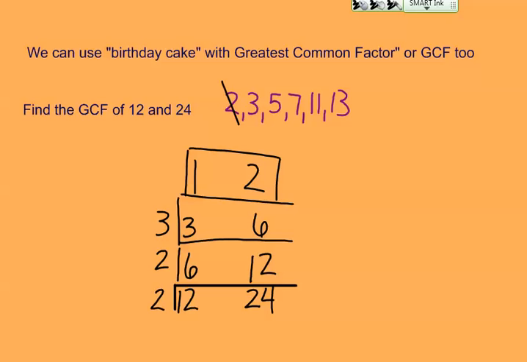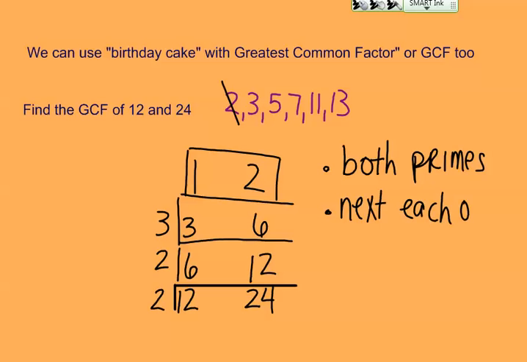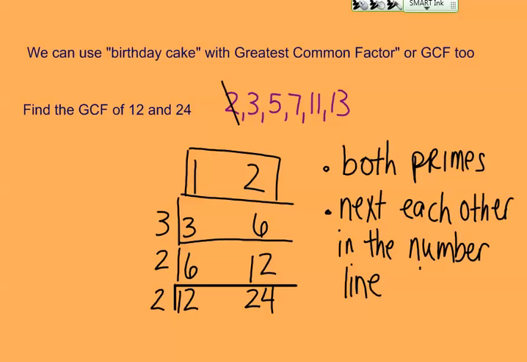And we're done. And the reason you know you're done is when your top layer, they're either both primes, or they are next to each other in the number line. And 1 and 2 are prime, so I know I'm done that way. And they are next to each other in the number line. But I haven't found my greatest common factor yet.